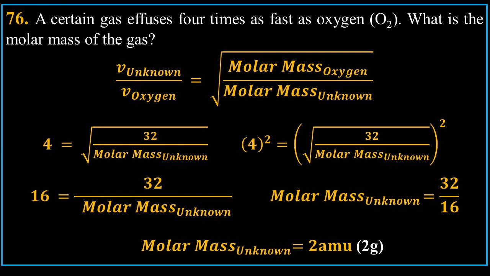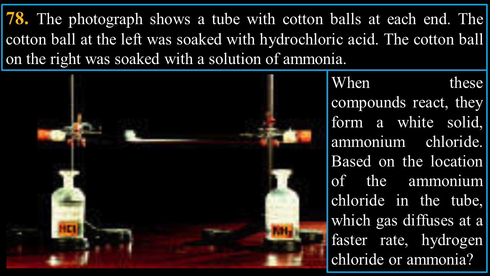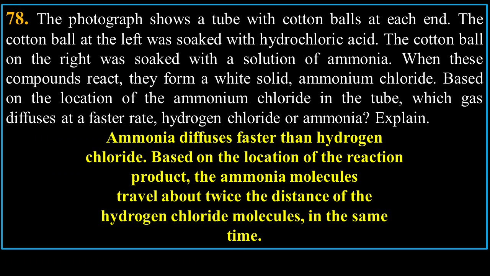Okay. Now, the next problem, the photograph shows a tube with cotton balls at each end. The cotton balls at the left were soaked in hydrochloric acid. The cotton balls on the right were soaked in a solution of ammonia. When these compounds react, they form a white solid, ammonium chloride. Based on the location of the ammonium chloride in the tube, which gas diffuses at a faster rate, hydrogen chloride or ammonia? Ammonia diffuses faster than hydrogen chloride. Based on the location of the reaction product, the ammonia molecules travel about twice the distance of the hydrogen chloride molecules in the same time.